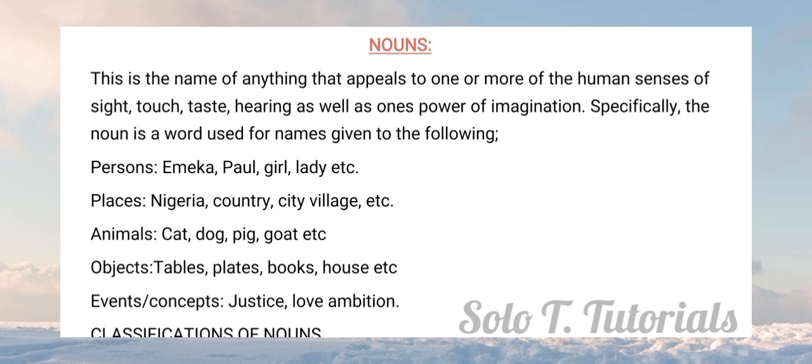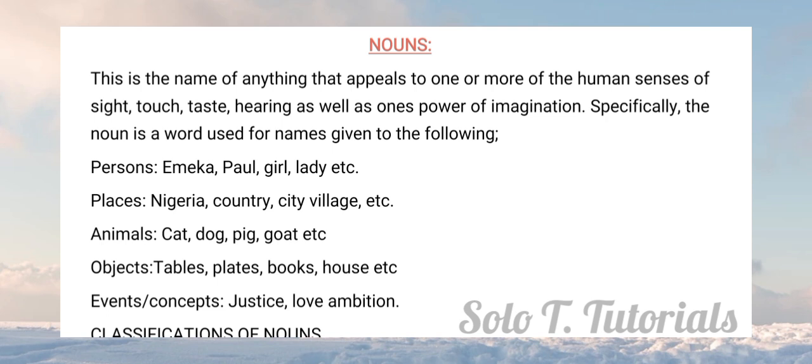What is a noun? What do you understand by the concept noun? This is the name of anything that appeals to one or more of the human senses of sight, touch, taste, and hearing, as well as one's power of imagination. In other words, noun refers to the names given to things that we can see, things that we can touch, things that we can taste and can even imagine. Specifically, the noun is a word used for names given to the following.